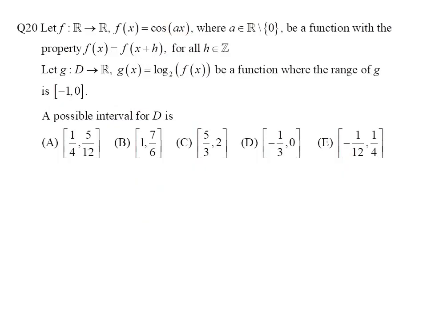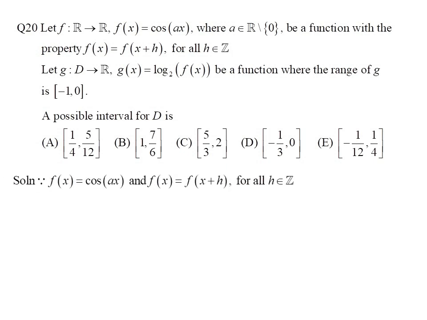In question 20, we let the function f of x equal cosine of ax, where its domain is the whole real numbers. Here a is a non-zero real number. It is also given that f of x has the property that f of x equals f of x plus h, where h is an integer. We also let g of x equal logarithm base 2 of f of x, and the range of g of x is within the closed interval from negative 1 to 0. The question here is to identify the domain of g of x from 5 given choices.